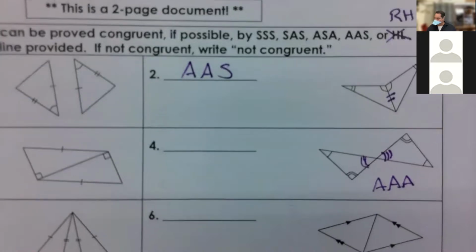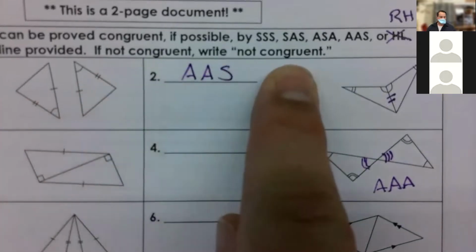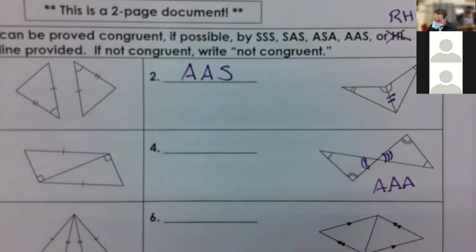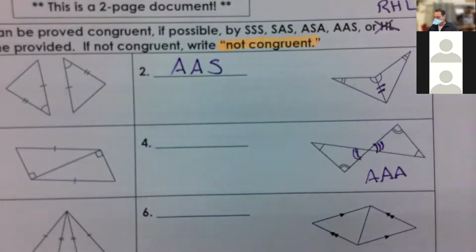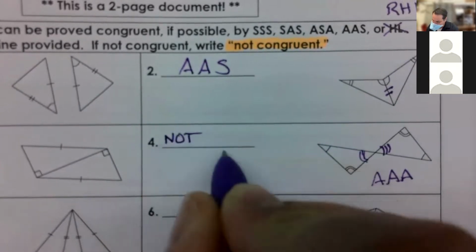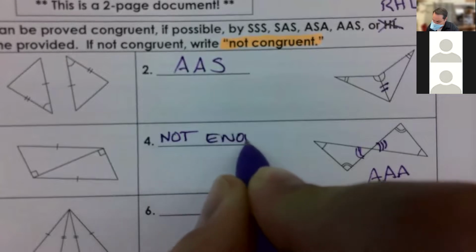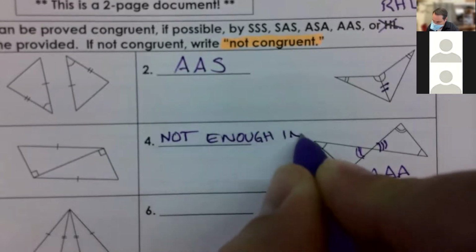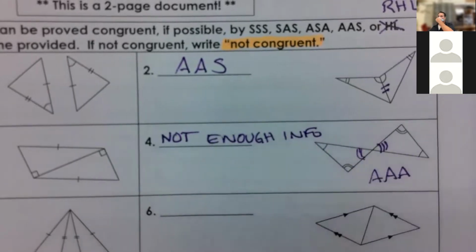Now, I'm going to disagree again with this author on a subtle point here. What the author says is that if it's not congruent, write not congruent. But do we know that it's not congruent? No, all we really know is that we don't yet have enough to say it's congruent. So I'd prefer that we write not enough info. We cannot conclusively say they're not congruent. We can only say we don't yet have enough information to know.